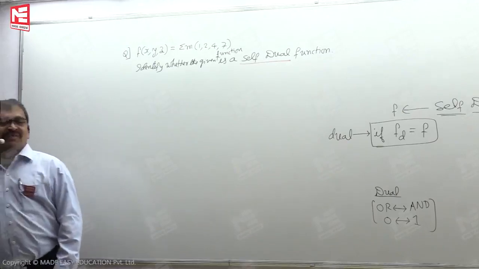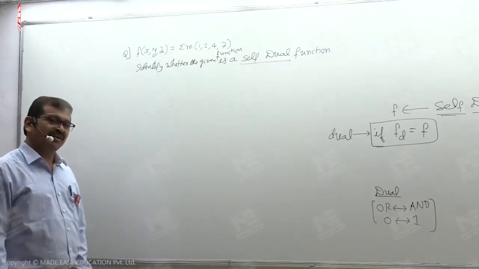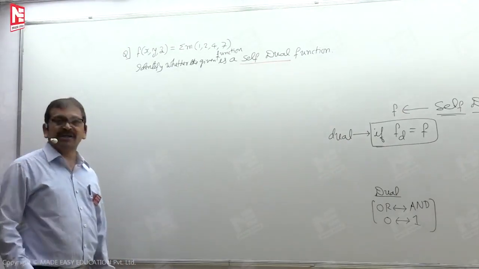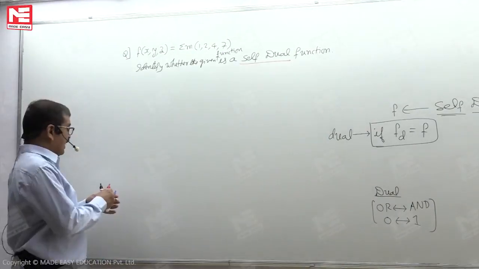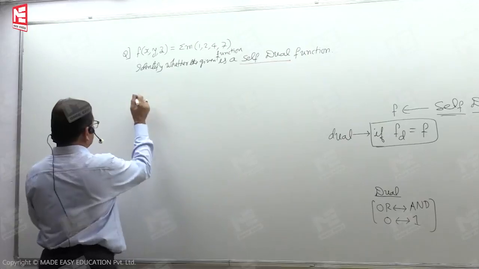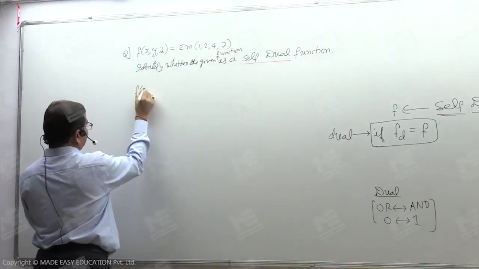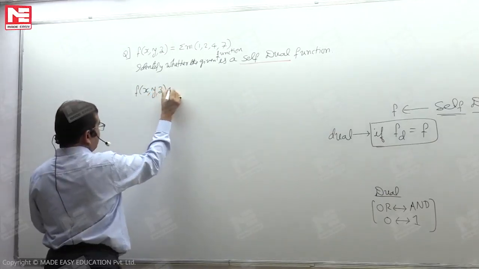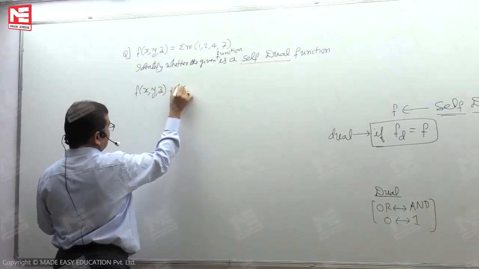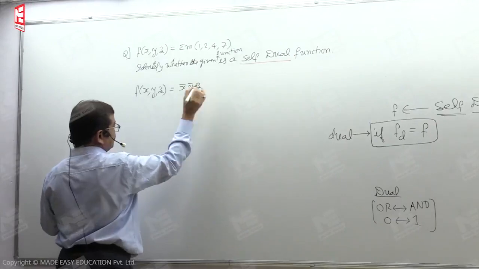So to identify whether the given Boolean function is a self-dual function or not, for this compact canonical SOP form, let us first write the expanded canonical SOP form. The expanded canonical SOP form of this function is minterm 1, product form x complement y complement z.